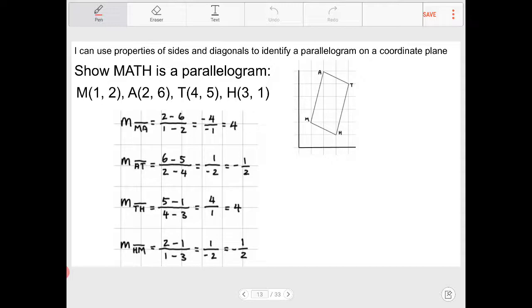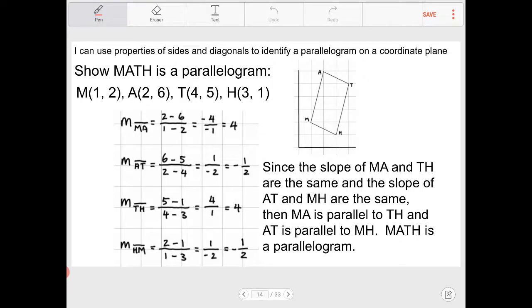So on a coordinate proof, it is important, because this is after all a proof, that you write a statement to declare that MATH is in fact a parallelogram. And why? Since the slope of MA and TH are the same and the slope of AT and MH are the same, then MA is parallel to TH and AT is parallel to MH. MATH is a parallelogram. You do need to write a declaration here because, after all, this is a proof. We are showing why MATH is a parallelogram.